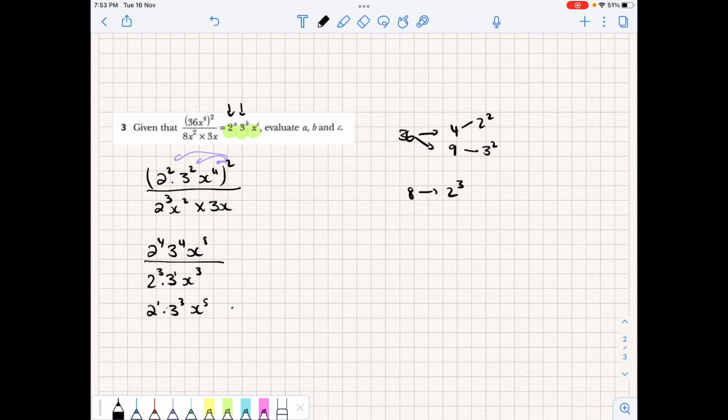And we can remember we were asked to evaluate this as 2 to the power of a, 3 to the power of b, x to the power of c, and we're just going to compare the exponents of each of these numbers. And we can very easily see that a should be 1, b will be 3, and c will be 5. So that's just a different way that they could ask this kind of question.